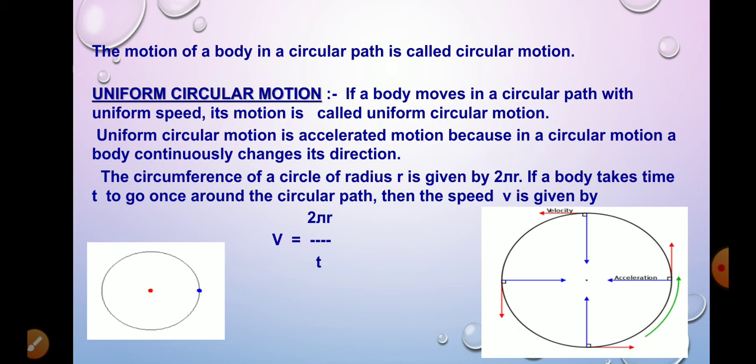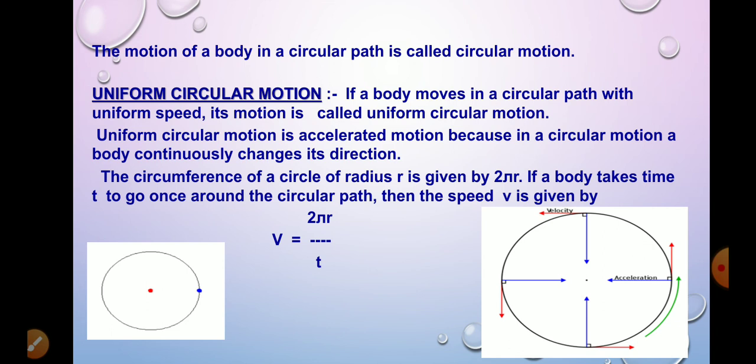When do we say the body is accelerated? When there is a change in velocity with respect to time, then we call that body accelerated, right? So in case of uniform circular motion, the body moving in a circular path has a continuous change in its direction. So we call that motion accelerated motion.